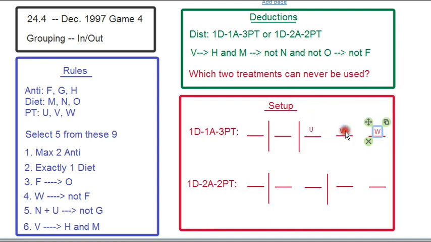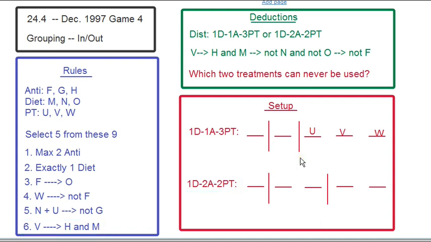Make that bigger so people can see it. And then what happens? Well, we have this V, right? And so since we have the V, then we know that this rule over here applies. If V, then H and M. So we have to put the H and the M in.